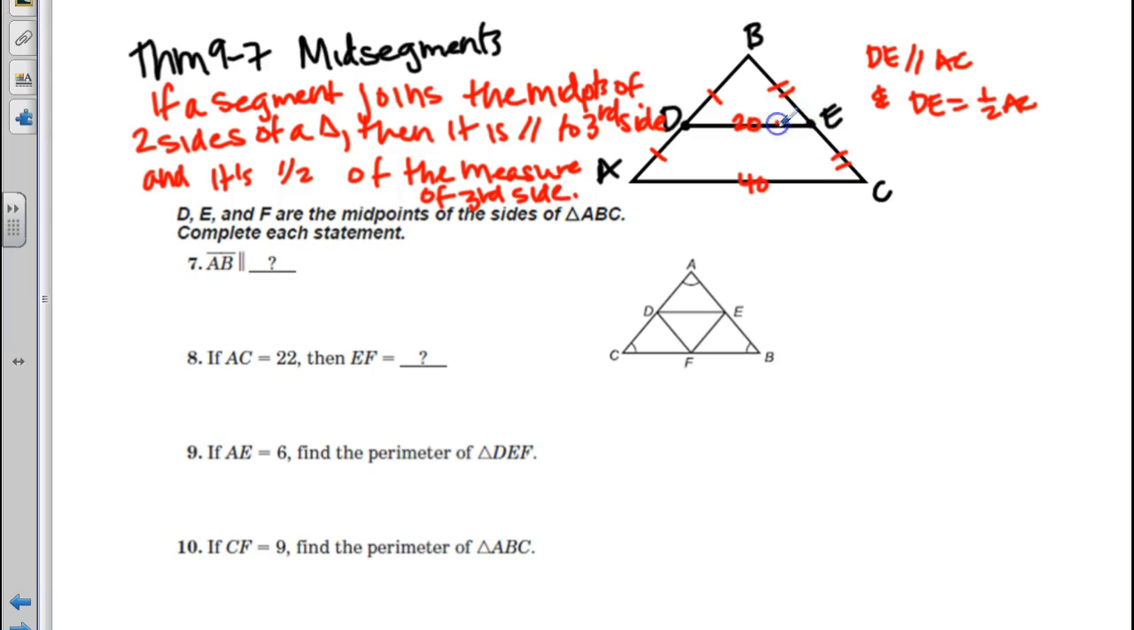All right, so DE is parallel to AC and it's half its measure. That also means if they tell you how long DE is, like let's say that they say DE is 15, we know AC is twice its size, that it is 30.